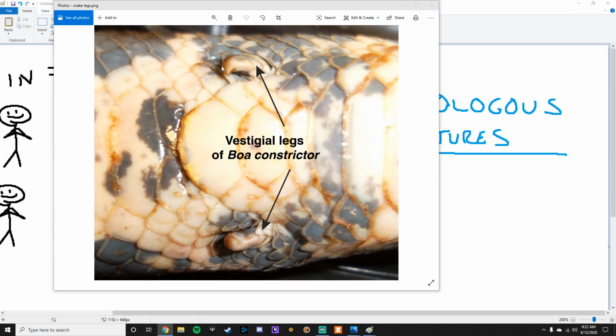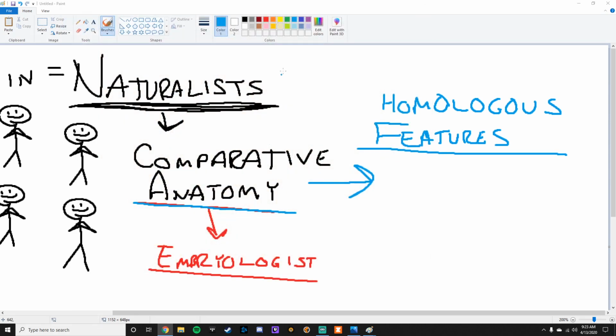But if you look at this, the snake has legs. These are leftovers, all right? But they are important when you refer to evolutionary ecology or evolutionary biology.